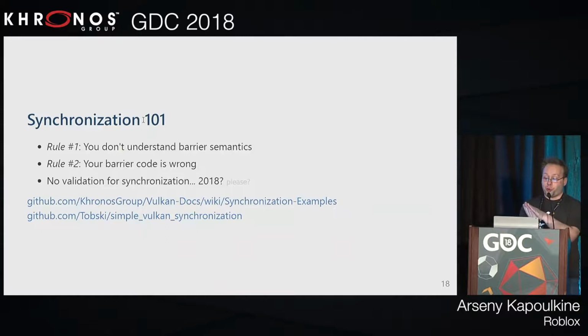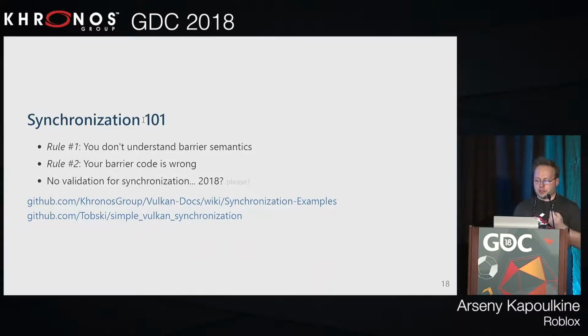So the corollary of rule 1 is rule 2, where your barrier code just doesn't do what you think it does. The big problem right now is there is no validation for the correctness of synchronization. There are validation checks for some things, but largely speaking, it's not fully doing what it should be doing.